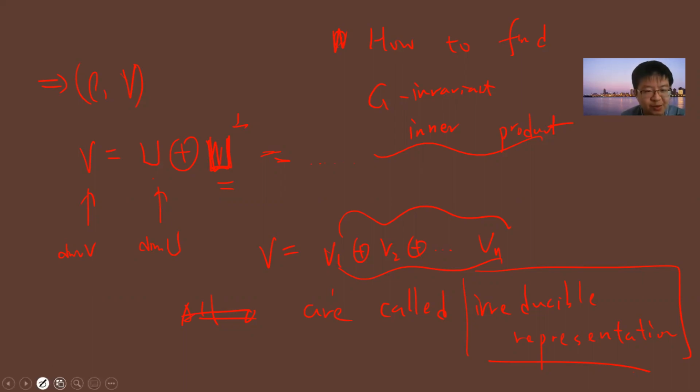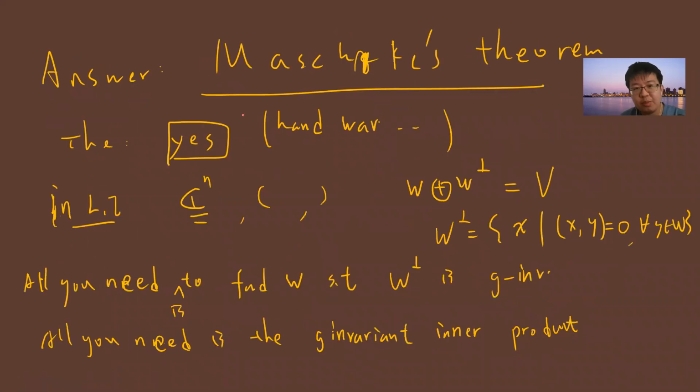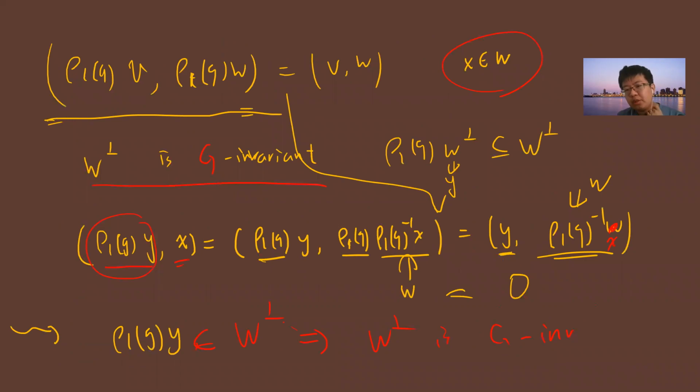Okay, so in the previous video we talked about the G-linear map, and we also talked about how, in order to prove this theorem, what we need is just a G-invariant inner product space, or a G-invariant inner product. Let me talk about the details. If you don't know, you can go to the previous video and see the final 10 minutes.